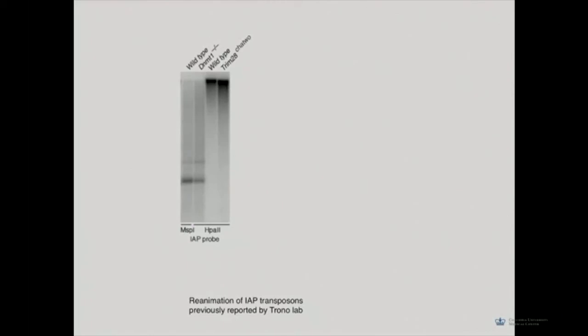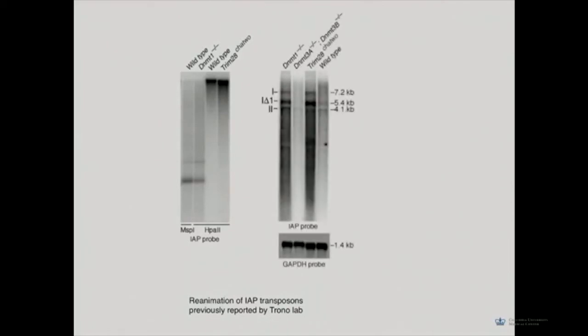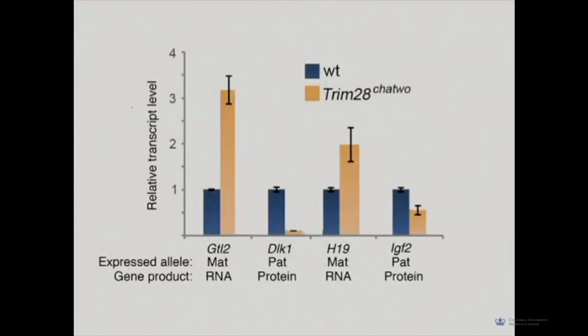MspI cleaves the same sequence as HpaII, but it cleaves regardless of methylation status. So now we're looking at a northern blot where we see that the three major classes of IAP transcripts, 1, delta 1, and 2, are highly expressed in the DNMT1 mutant. And they're expressed at very similar levels in the TRIM28 mutant, even though there's no demethylation here, but there's profound demethylation here. So this is the first factor shown to reactivate methylated promoters.